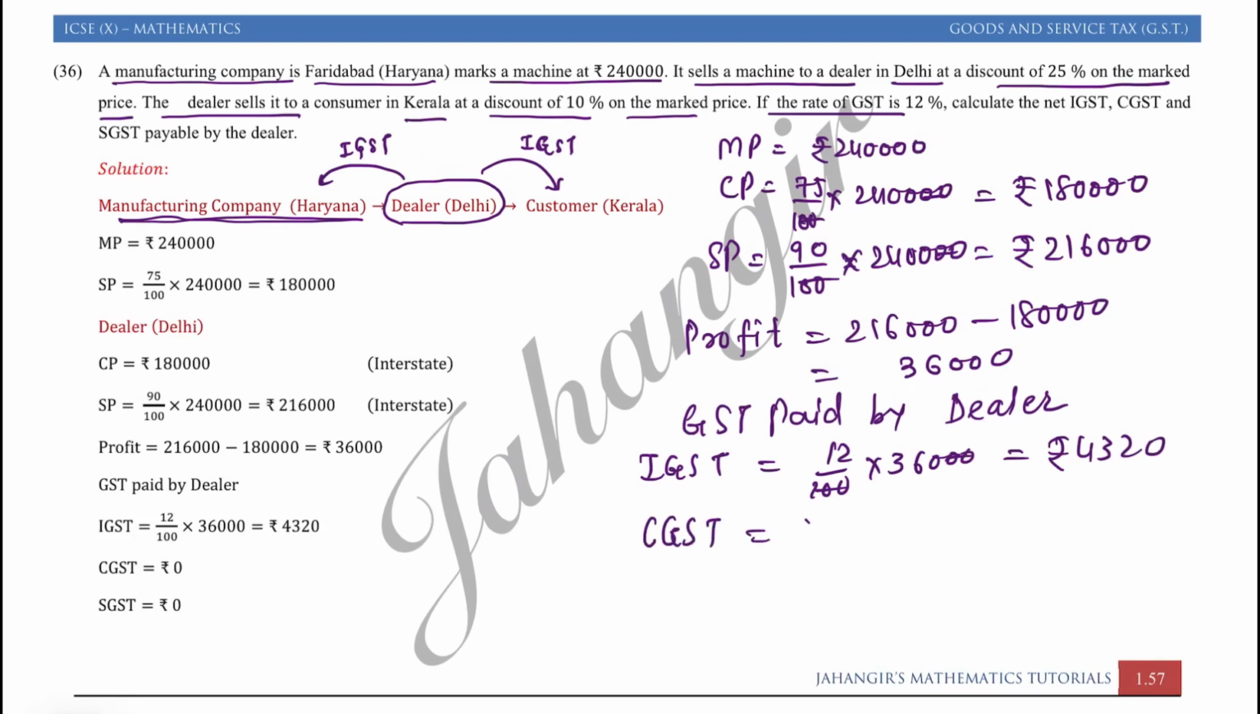CGST is 0 rupees and SGST is also rupees 0 because we have an interstate transaction. An interstate transaction happens in different states, and in that you have to pay tax as IGST. CGST and SGST you have to pay when the transaction is intrastate. You have to learn these concepts.